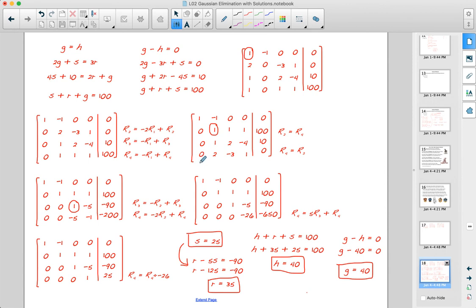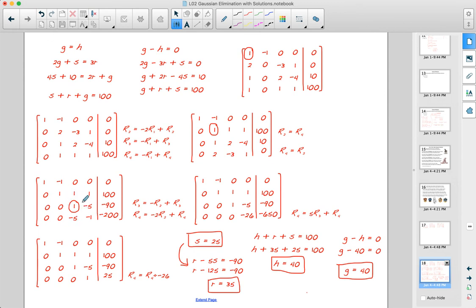And now we had said to zero out and handle row 4, we're going to need to multiply this by negative 2 and add. So negative 2 times this plus this is 0. Negative 2 times this plus that is 0. Negative 2 times this number plus that is negative 5. Negative 2 times that plus that is negative 1. Negative 2 times this plus that is negative 200.